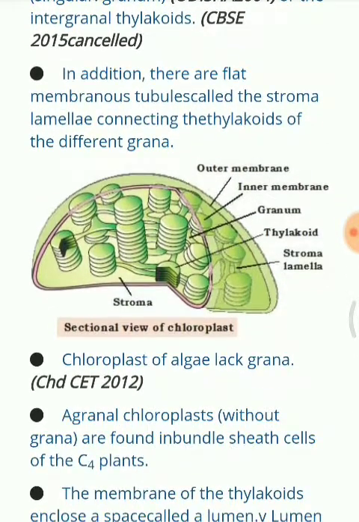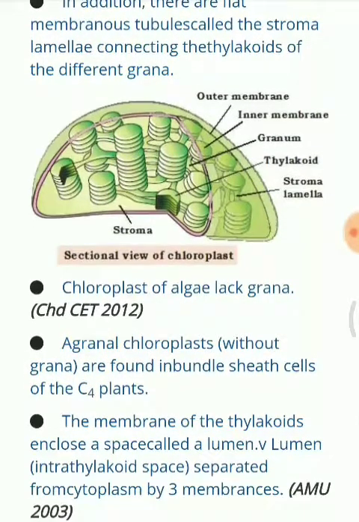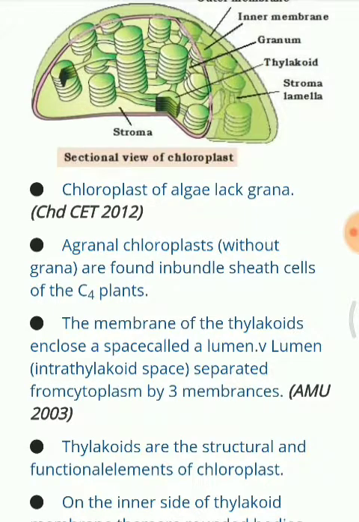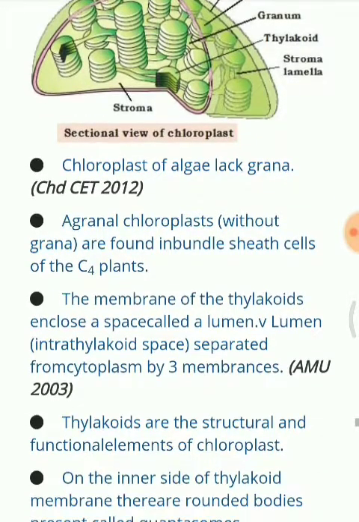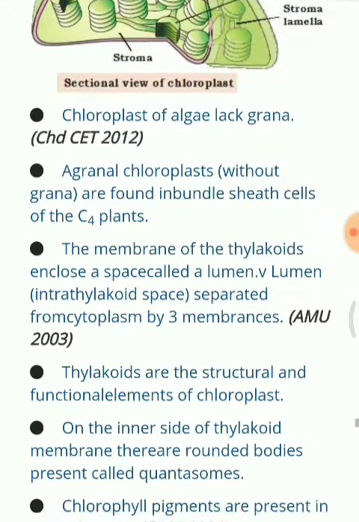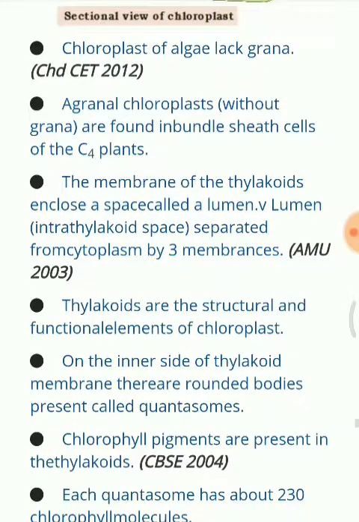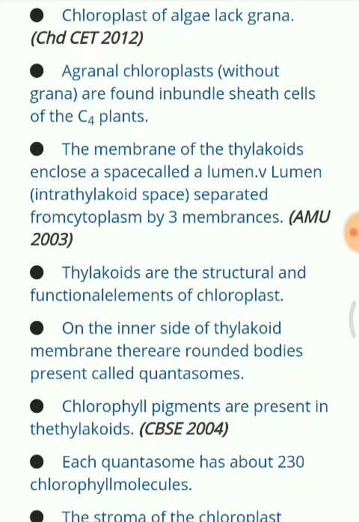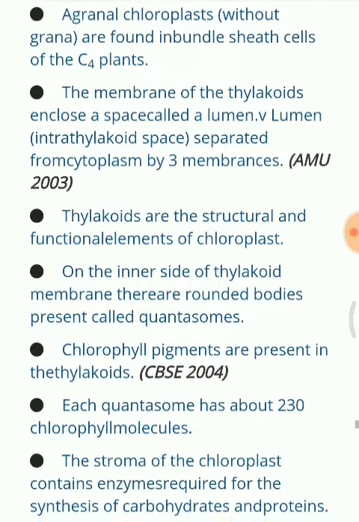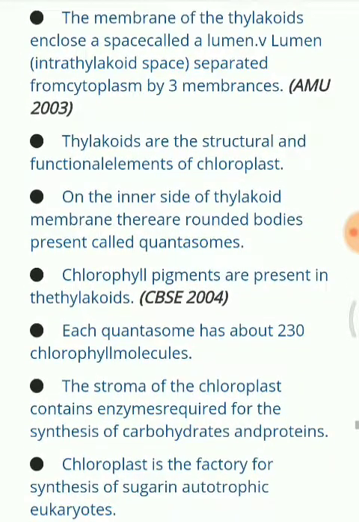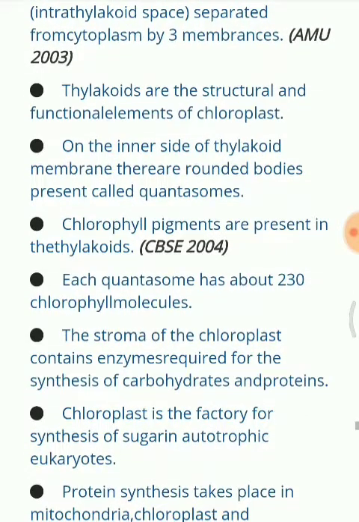Chloroplasts of algae lack grana. Agranal chloroplasts without grana are found in bundle sheath cells of the C4 plant. The membranes of the thylakoid enclose a space called lumen. The lumen, or interthylakoid space, is separated from cytoplasm by three membranes. Thylakoids are the structural and functional elements of the chloroplast. On the inner side of the thylakoid membrane, there are rounded bodies present called quantasomes. Chlorophyll pigments are present in the thylakoids. Each quantasome has 230 chlorophyll molecules.